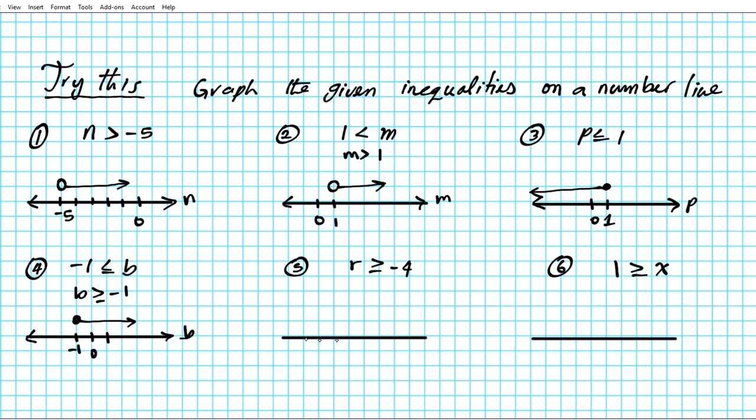For number 5, our axis is r. 0, 1, 2, 3, 4, -4. Closed circle, everything to the right. Number 6, 1 is greater than or equal to x, basically means that x is less than or equal to 1. 0, 1, closed circle, everything to the left for less than. Okay, so these are the answers.